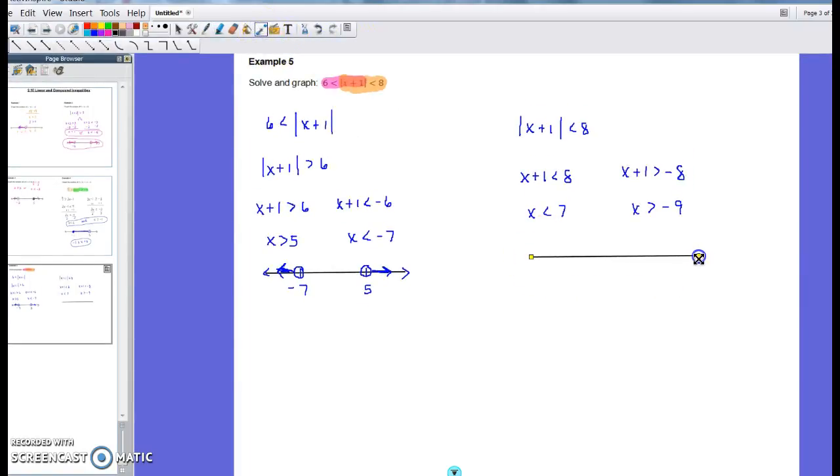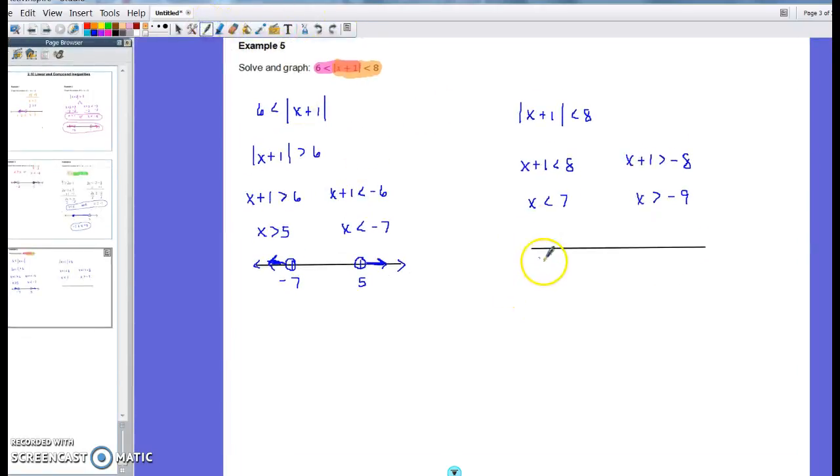Go ahead and draw your number line. Here's my -9. Here's my 7. I'm saying I'm less than 7. I'm shading this way. Less than is to the left. Greater than -9, so I'm shading this way. So because I'm shading between them, I don't need arrows. It's just all connected right there.